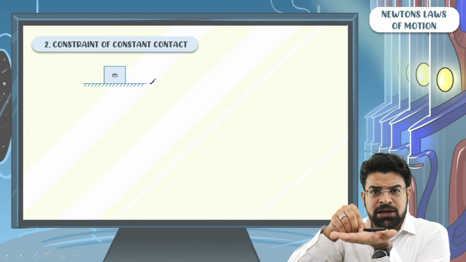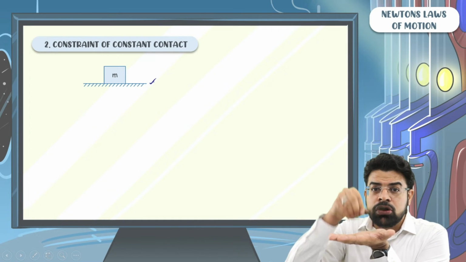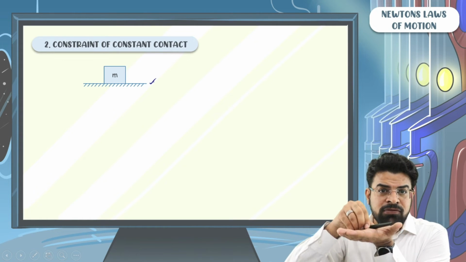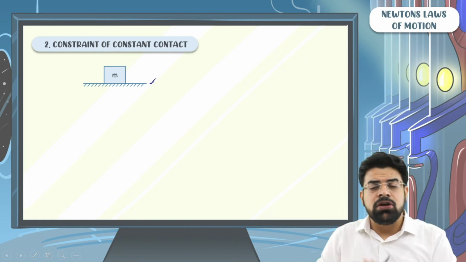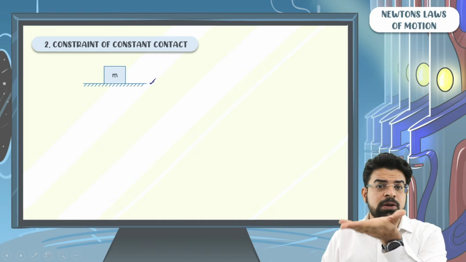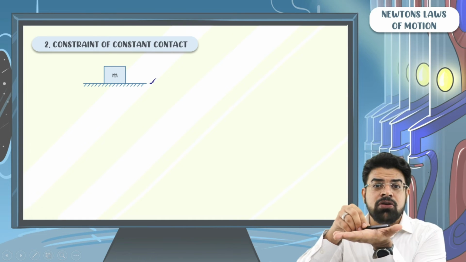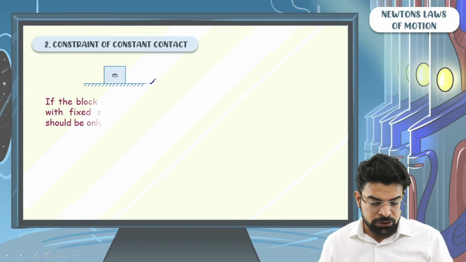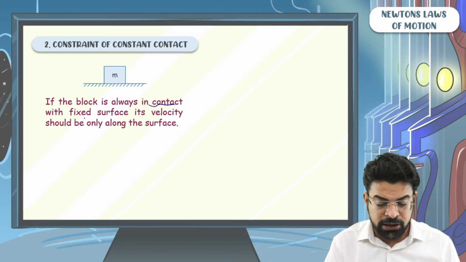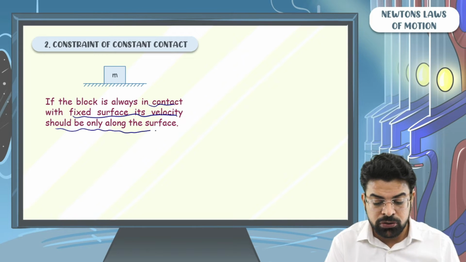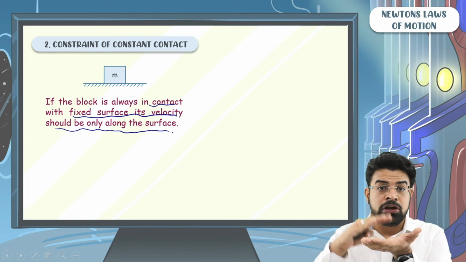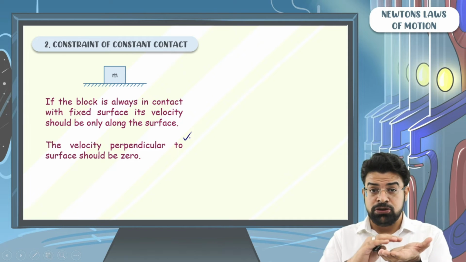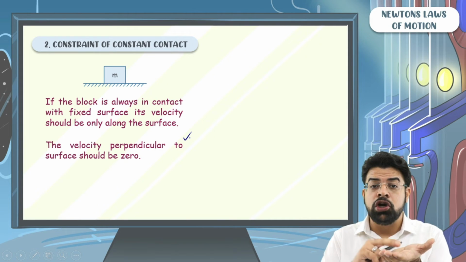So can we say that the block should have zero velocity along the normal? If the block has any velocity along the normal, then it will lose contact. Either it will break the surface or it will lose contact. So the constraint of constant contact tells us if there is a fixed surface and the block is always in contact with the surface as it moves, its velocity along the normal should be zero. So if the block is always in contact with the fixed surface, its velocity should be only along the surface. The velocity perpendicular to the surface should be zero. The block shouldn't have any velocity perpendicular to the surface.